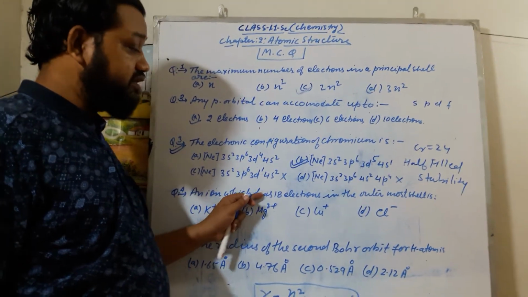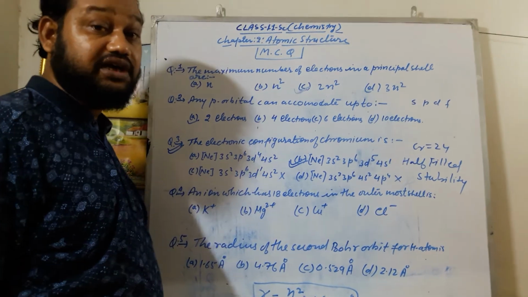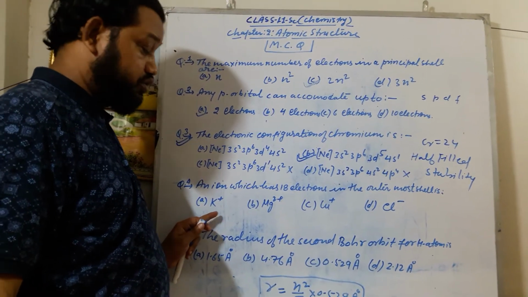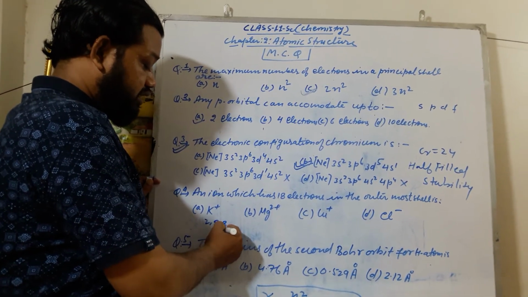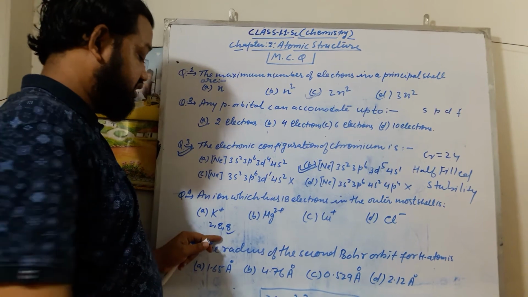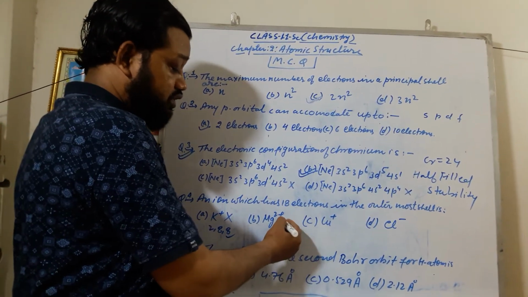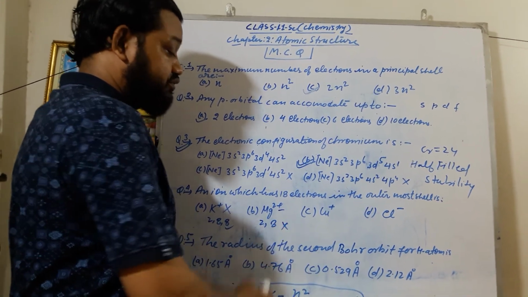Now question number 4: an ion which has 18 electrons in the outermost shell. K plus has total 18 electrons. It will be 2, 8 and 8. Only 8 electrons in the outermost shell. It is a wrong answer. Now magnesium, atomic number 12. After removal of 2 electrons, it becomes 2 and 8. It is also wrong.